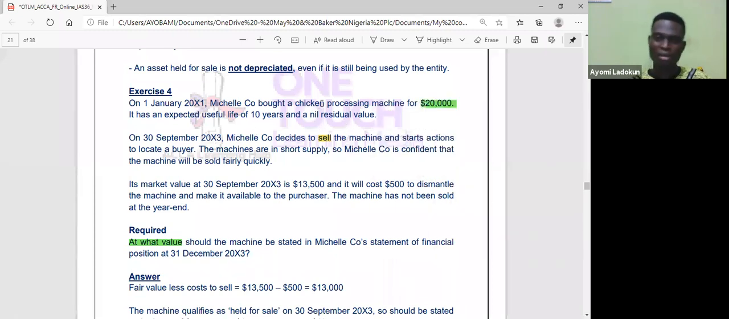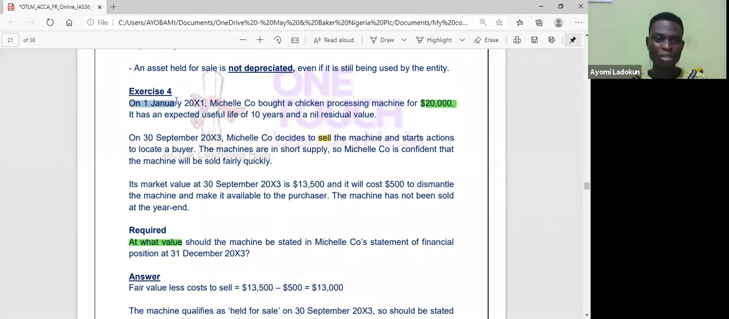Then I asked, do you have residual value? He said nil residual value. Can you see? You have to ask the right questions. Then those questions will be giving you answers. Then what is my number of years? He said 10. So when I divide 20,000 by 10, it gives me 2,000. So that means I will depreciate 2,000 per year.